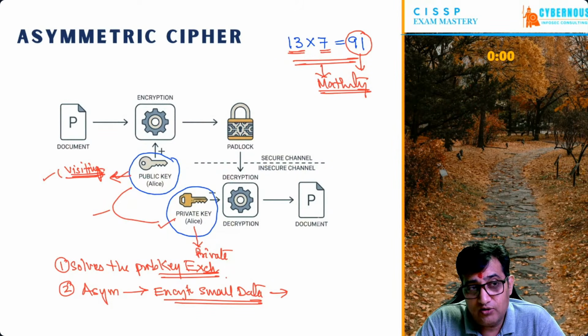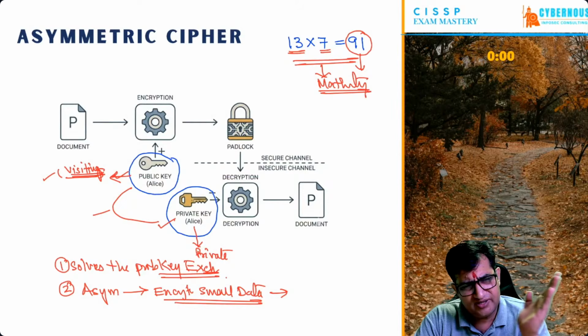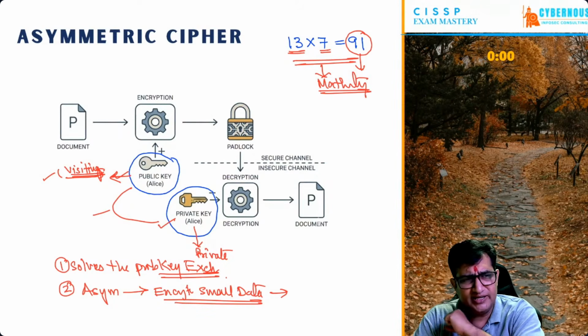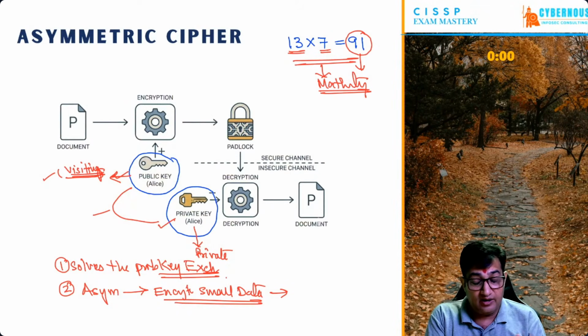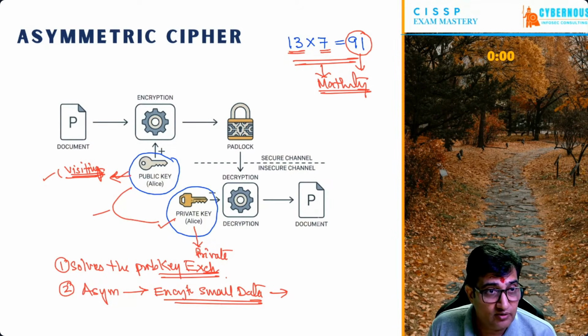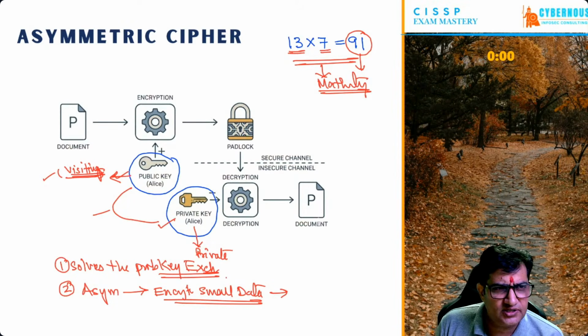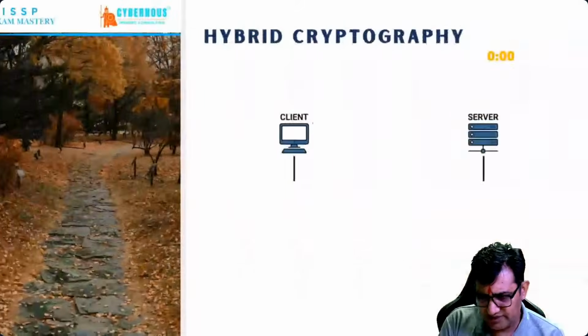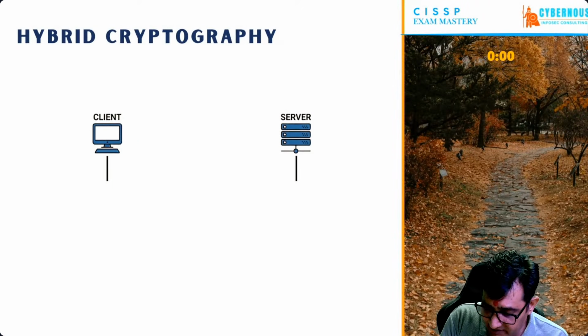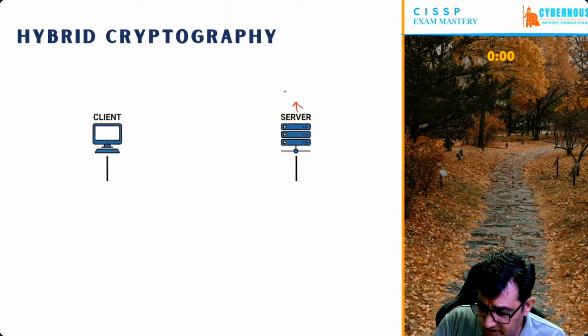So I hope that gives you a good idea. But how do these things get combined? We understood symmetric on one side, we understood asymmetric on the other side. One is good for bulk data, one is good for small data, and it can give you live transactions. Then how do things work in the real world? Let's talk about that.